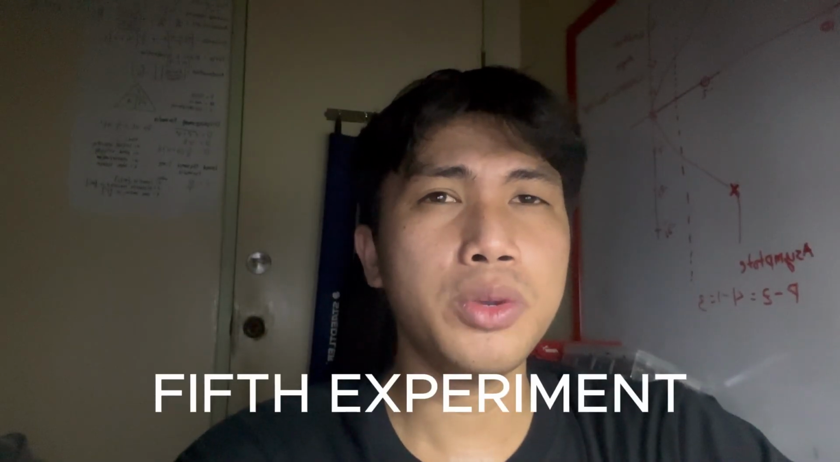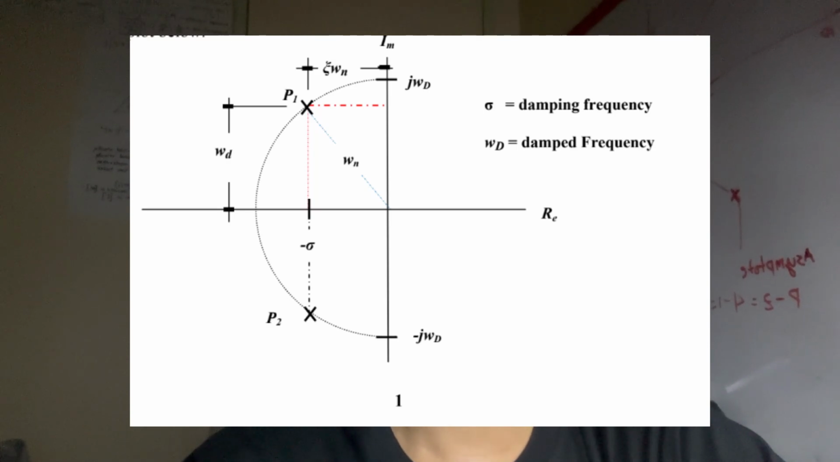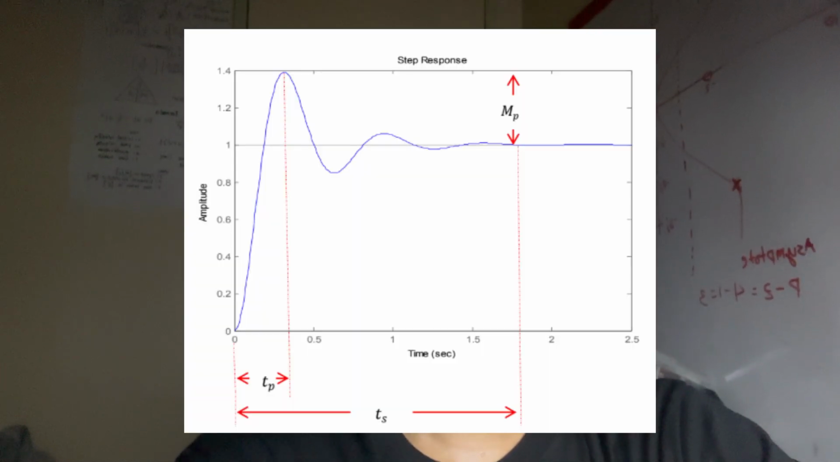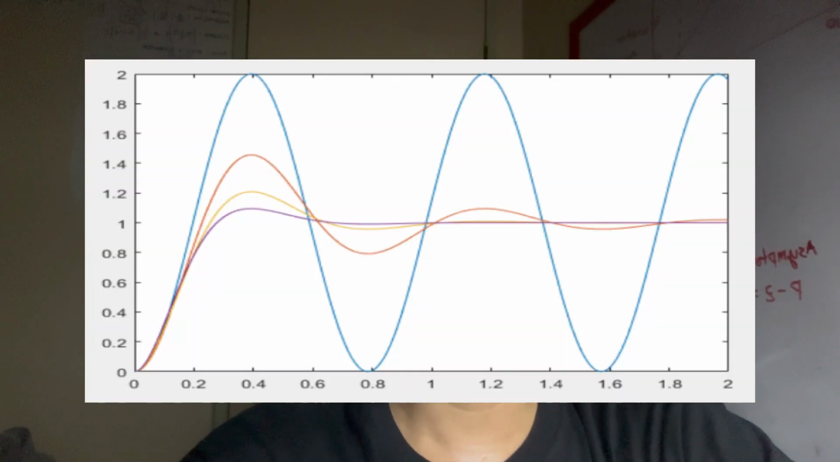In the fifth experiment, it discussed the performance specifications of second-order systems, which deepened my understanding of how damping and frequency affect system response. In this activity, I learned how the damping ratio influences oscillations, overshoot, and system stability. I observed that increasing damping reduces oscillation and creates smoother responses, while low damping causes stronger oscillatory behavior.